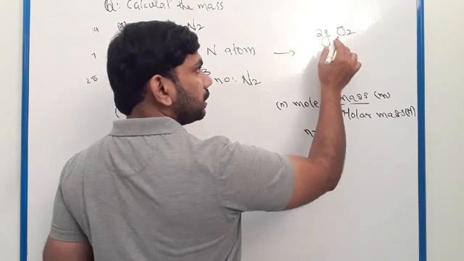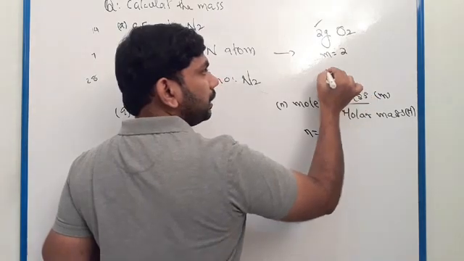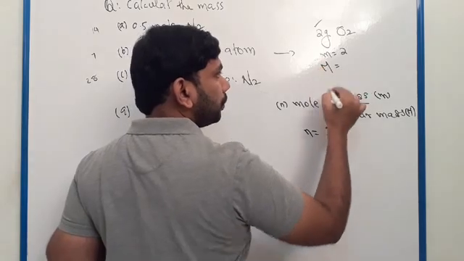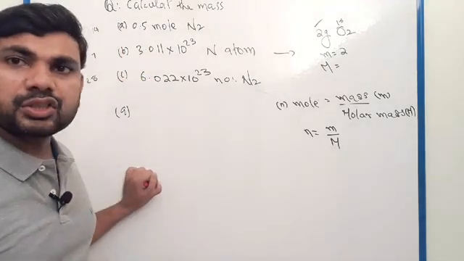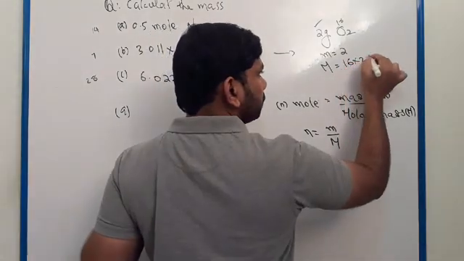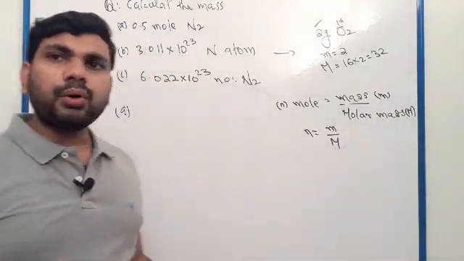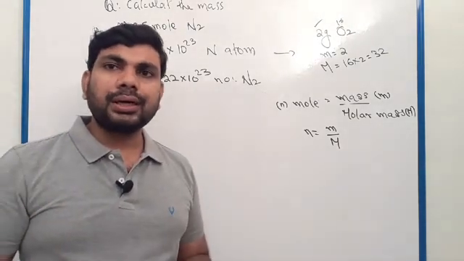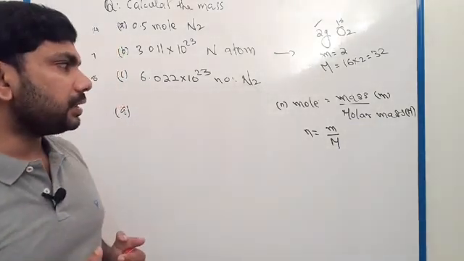Here 2 gram oxygen, so this is the given mass, m equals 2. And here the molar mass, capital M. We know oxygen atomic mass is 16, and there are 2 oxygen atoms, so 16 times 2 is 32. This is the molar mass of oxygen, 32. Molar mass of H2O is 18, molar mass of H2 is 2. So you can find molar mass like this.